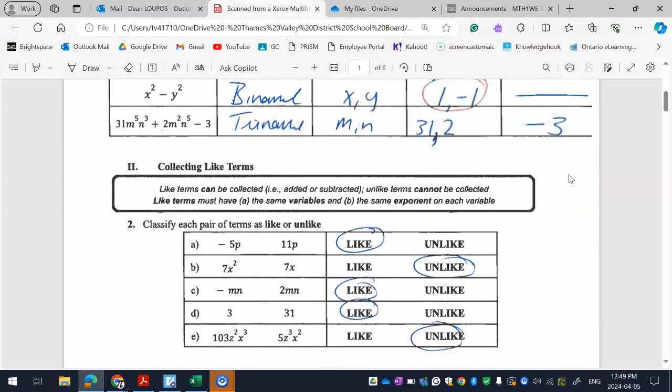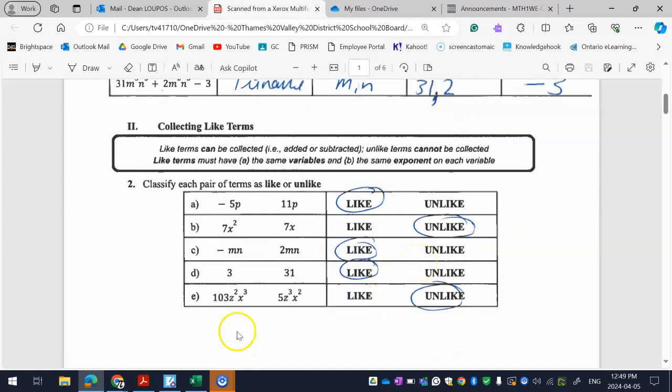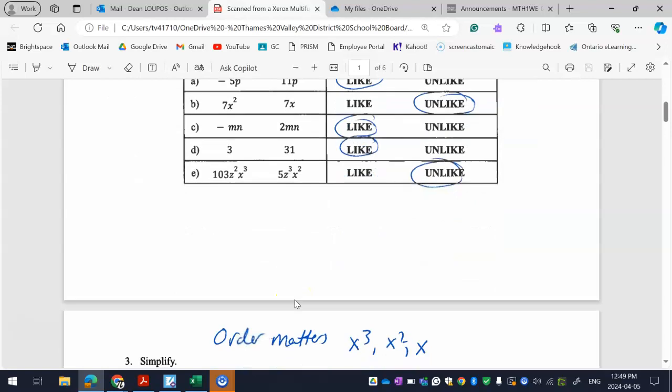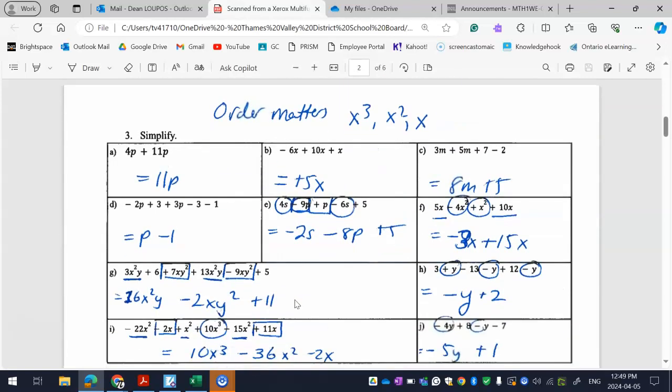Okay, collecting like terms: like terms are terms like each other. What you want is the same letter to the same exponent. So for example, here we have P and P, that's good. We have X and X, but this is squared and this isn't, so that's not good. So unlike the last example, you have Z squared X cubed versus Z cubed X squared, so they're unlike there. So those are like and unlike terms.